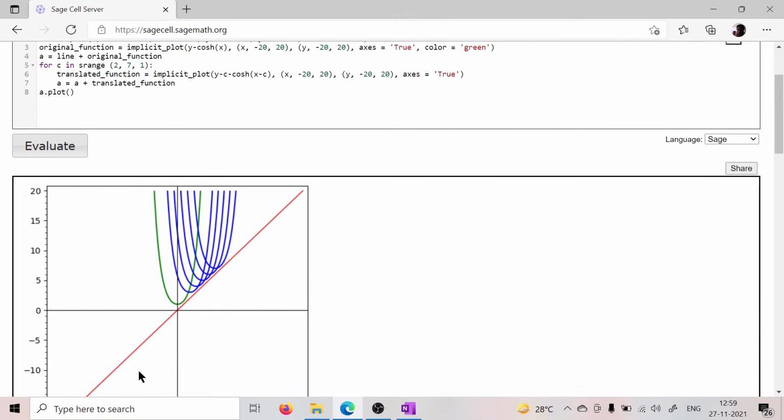Here you can see this is the line, and in its direction we are translating the catenary. The original catenary was in the green color, and these blue ones are translated in the y equal to x direction.